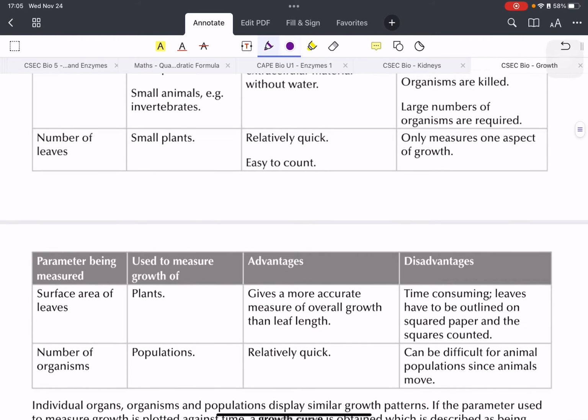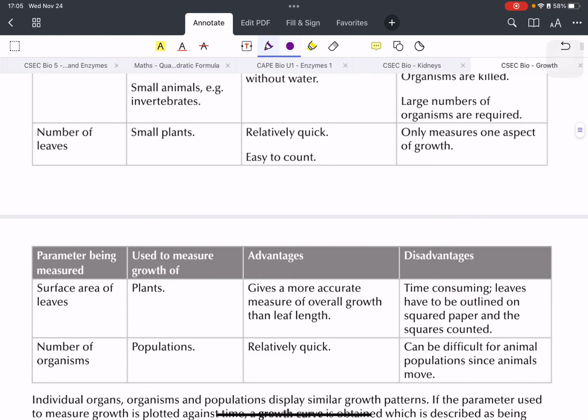So, and then we have number of leaves when you're talking about plants. We could also measure surface area and also number of organisms if we are trying to measure the growth of an entire population, not an organism, okay? So obviously, think about when you're doing a census for a country, you measure the amount of people, right? And you can see population growth. Okay, so growth is not only with respect to organisms, it could be with respect to populations in an ecosystem.